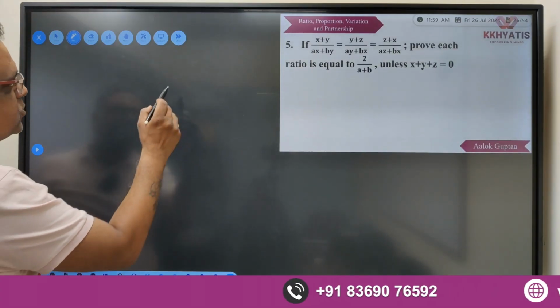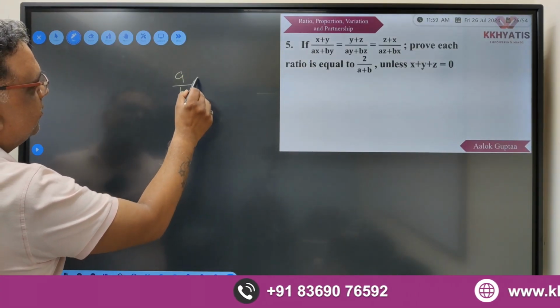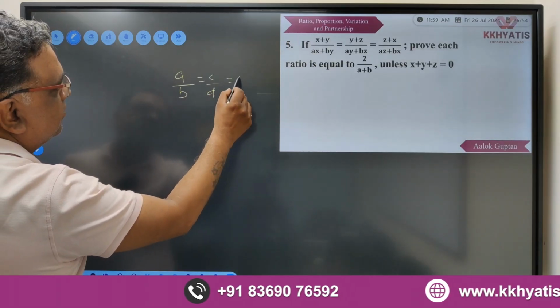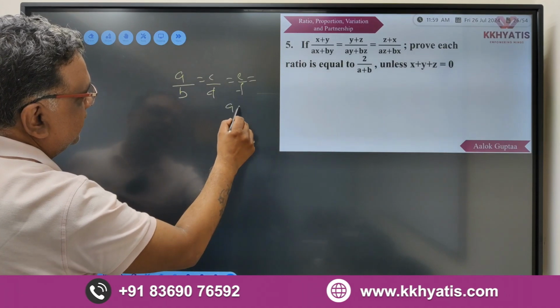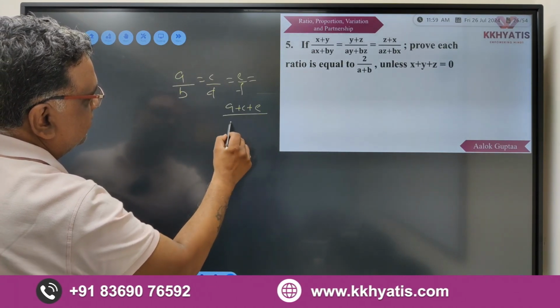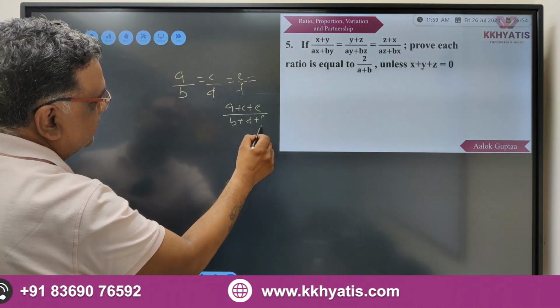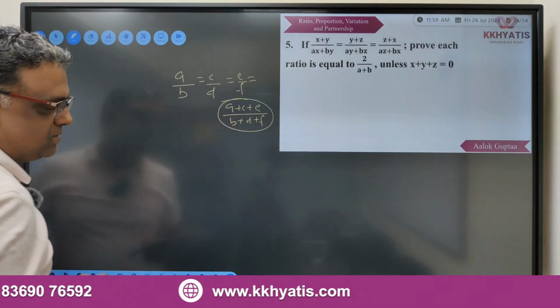What comes to my mind is, we have learned that if a/b = c/d = e/f, then each of these ratios equals (a + c + e)/(b + d + f). We just saw that.